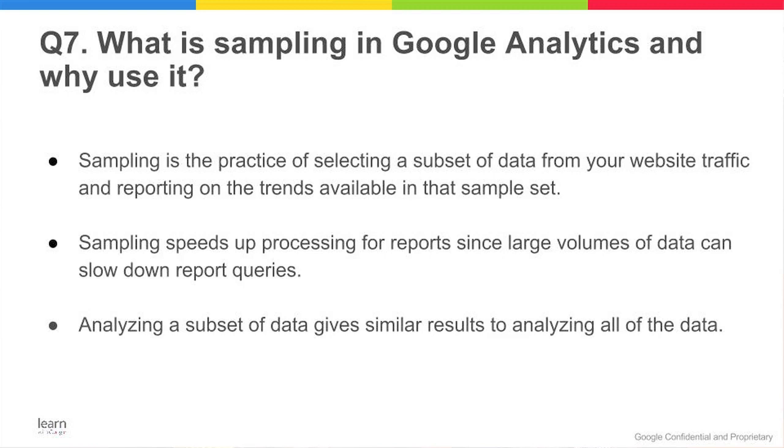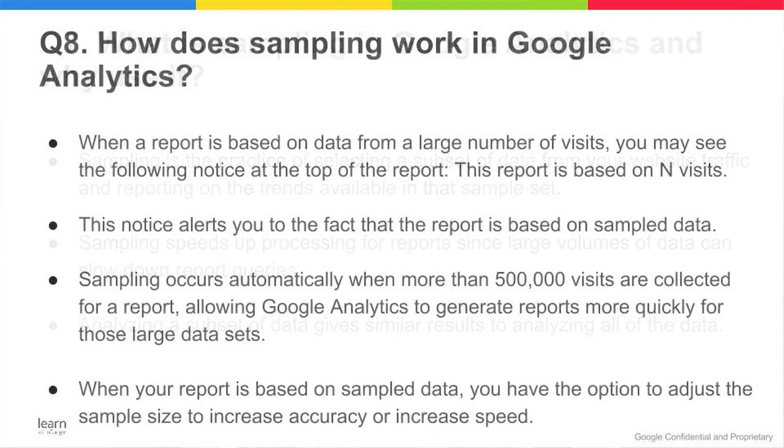a subset of your data from your traffic and reporting on the trends detected in that sample set. So in other words, you analyze a subset of your data to come up with an analysis of a complete data set. It's important because when you use sampling, you decrease your computational burden and reduce your processing times in analytical tools. That's why sampling is widely used in statistics. When sampling occurs in your Analytics, you will see a warning saying that this report is based on X number of visits on the top right of your reports. When you see this yellow warning, you will understand that this report is based on sample data.